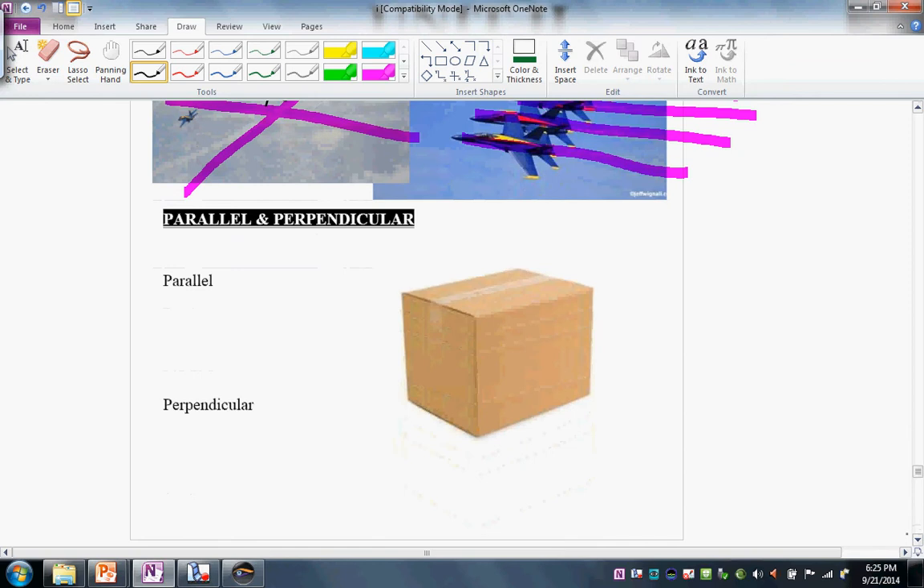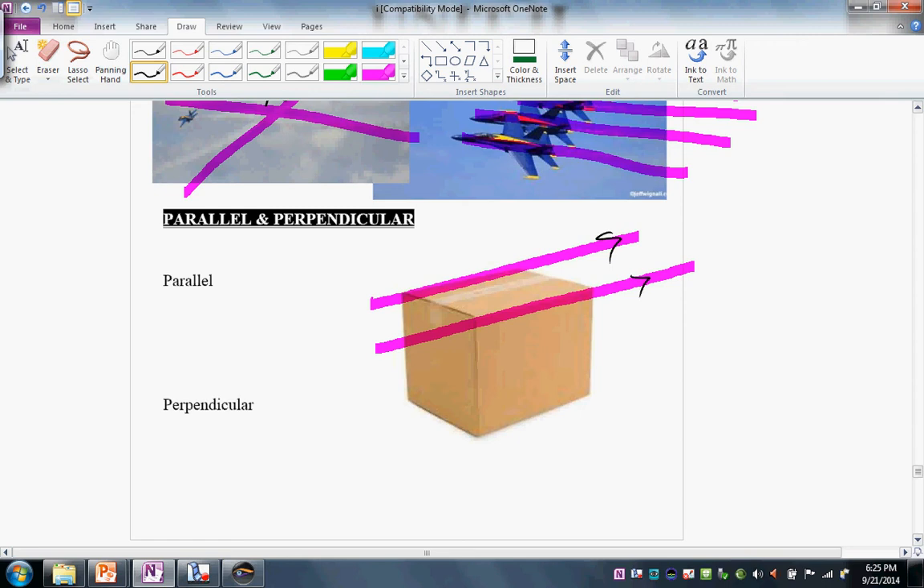So definition of parallel, let's trace this. Parallel lines would be like this. They're the same direction, but never intersecting. Those are parallel. Same direction, never intersecting.